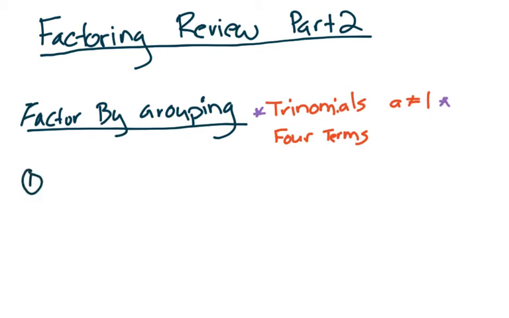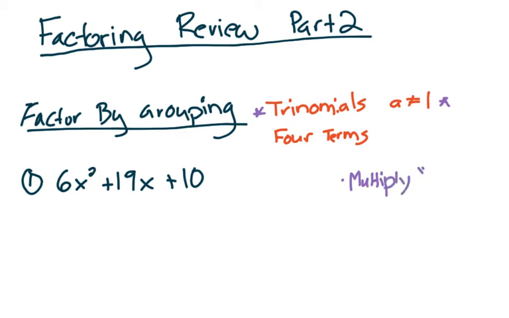So number 1, let's do 6x squared plus 19x plus 10. So our first step, if we're using the grouping method, is to multiply our a term and our c term. So that means I'm going to multiply 6 times 10. So 6 times 10 is 60.